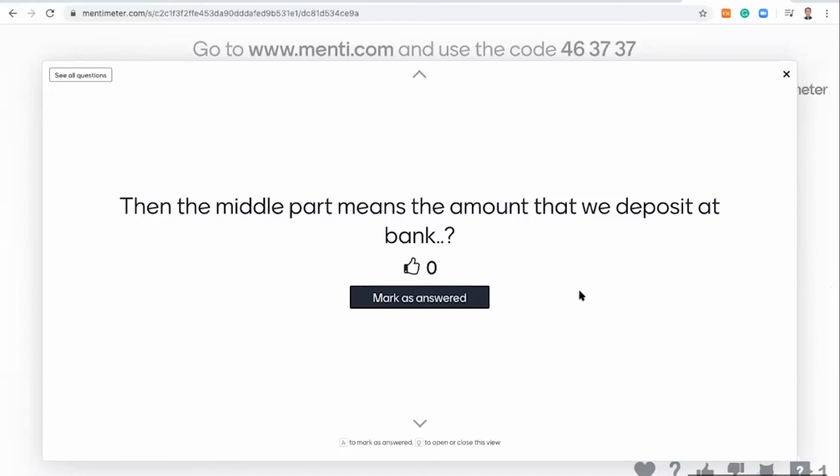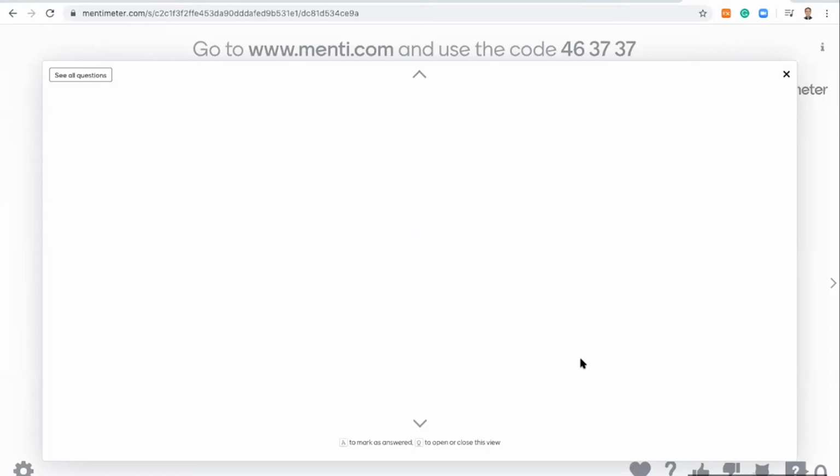The middle part means the amount that we deposit at the bank. You can think about it in two different ways. That's actually the deal with the bank. You can make a deposit of $1, and then at the end of the period you will get 1 plus your interest rate, or you can borrow the $1 from a bank, and then you have to pay back 1 plus the interest rate to the bank. So that's the meaning of the middle part. Oh, no questions.